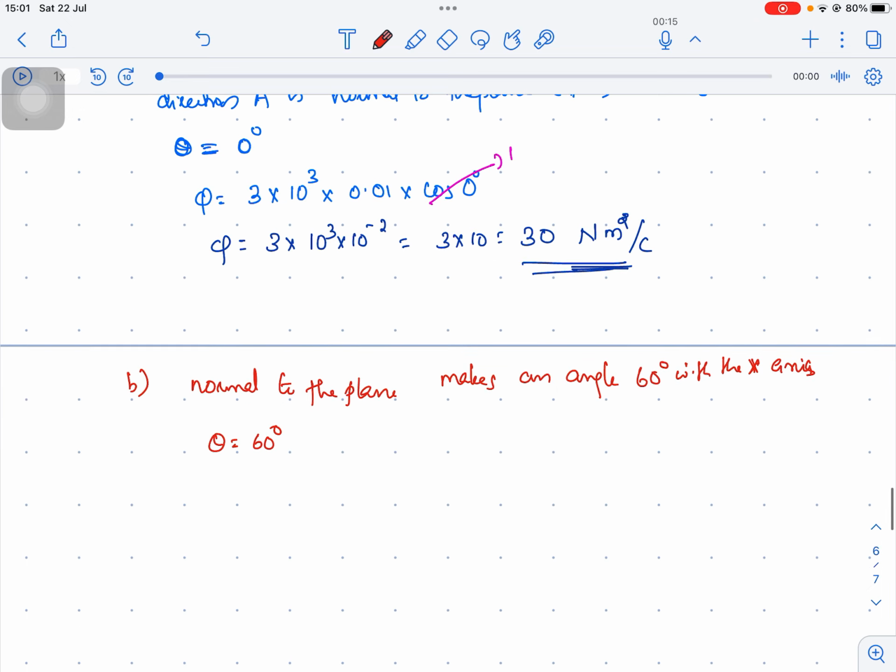Nothing else has changed. So phi is equal to EA cos theta, that is E is 3 into 10 to the power 3, A is 10 to the power minus 2, and instead of cos 0 you have to put cos 60. So 3 into 10 to the power 3 into 10 to the power minus 2, that we have already found, is 30. So 30 into cos 60, and cos 60 is nothing but 1 by 2. So the answer is 15, and the unit is Newton meter square per coulomb.